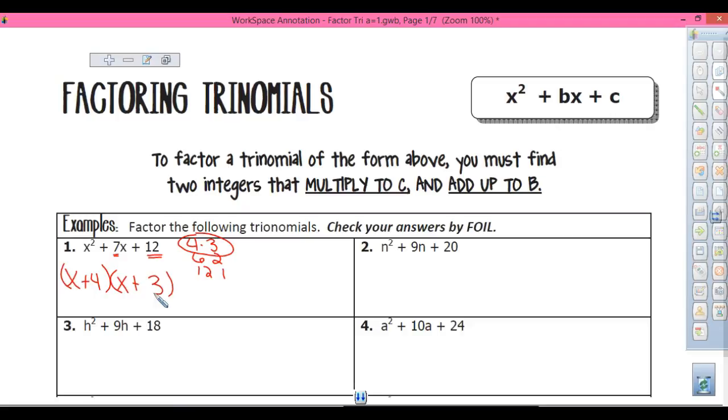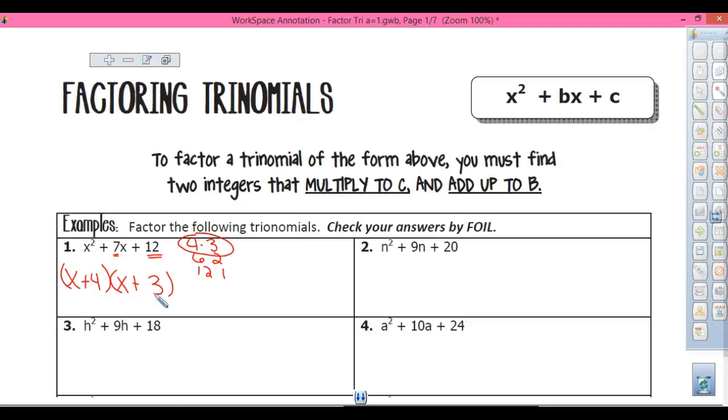Yes? No, and I was just going to say that. If you wrote this as x plus 3 times x plus 4, same thing. You just have to make sure that when we get to some later ones, when we're dealing with signs, your signs go with the correct numbers.